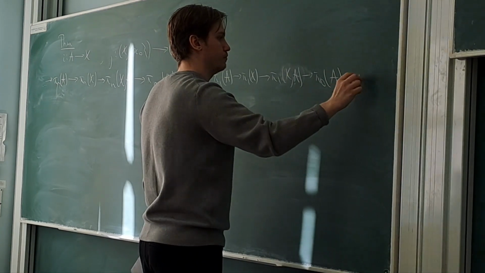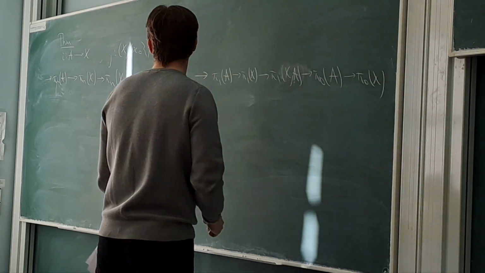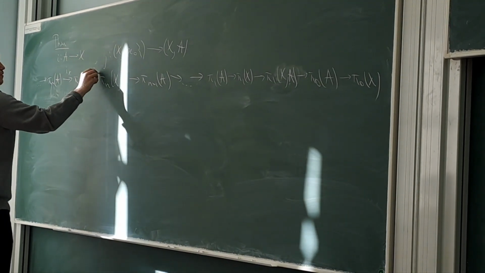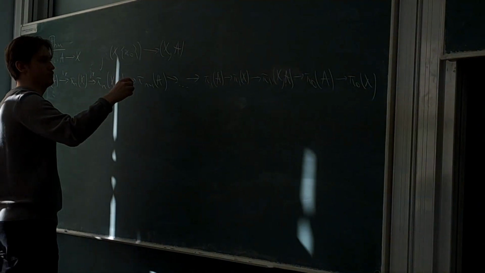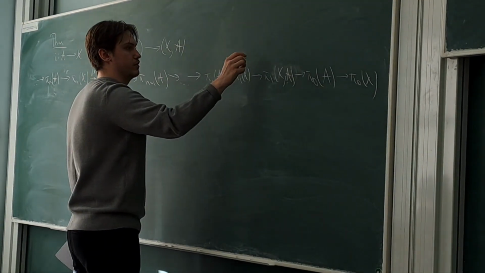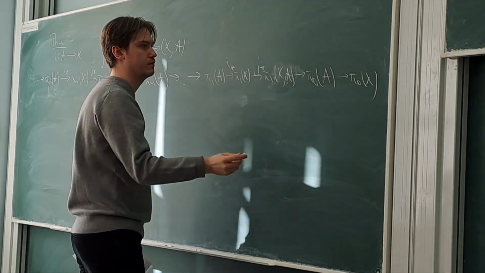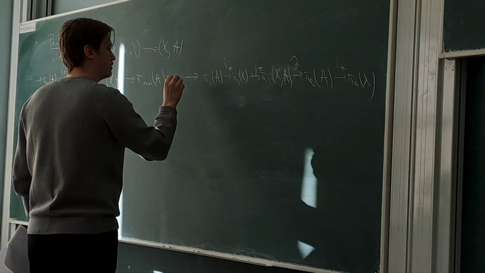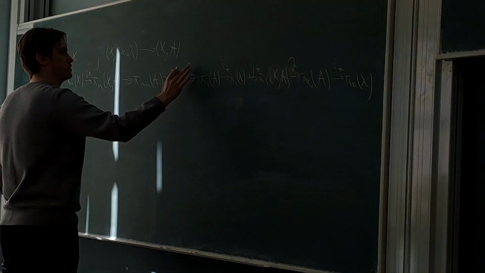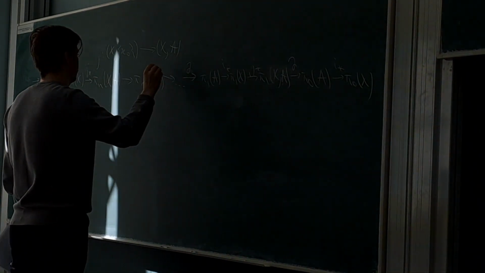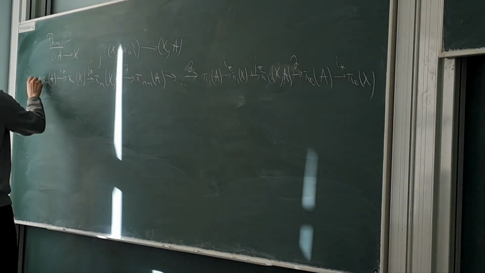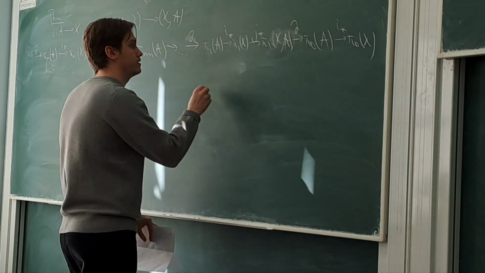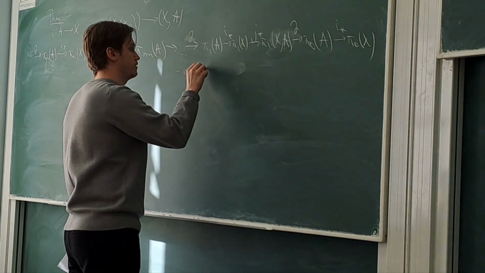π_n(A, x0) to π_n(X, x0). It's the induced maps, also induced by I and J. And this is what I call delta. So it's some boundary map, in fact. And the theorem is that this sequence is an exact sequence.